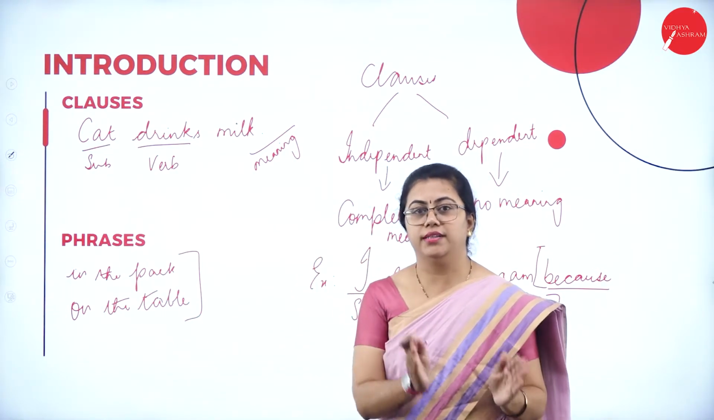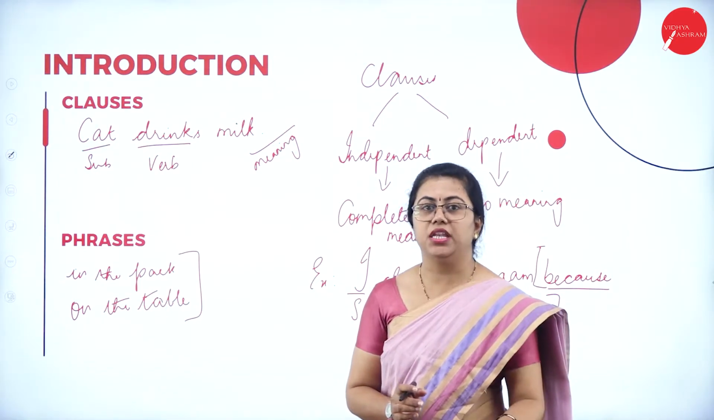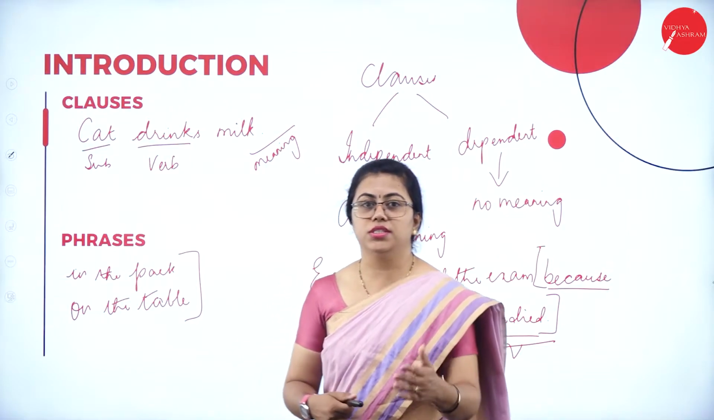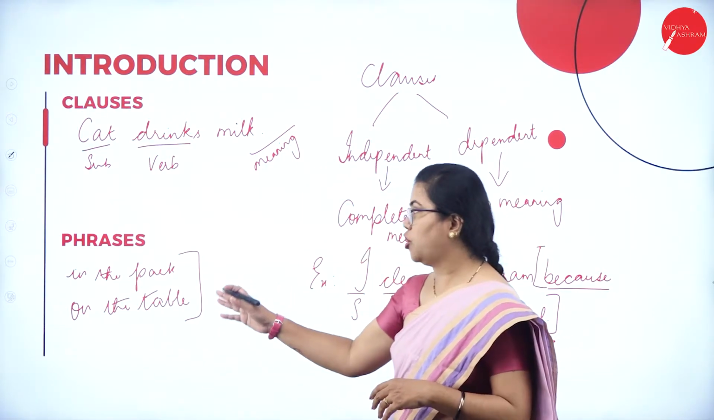Even if you remove that, there is a meaning for this sentence. I was dancing. Full stop. There is a meaning for that. You just add this, on the table. It enhances the meaning of the sentence. So, this is called a phrase.